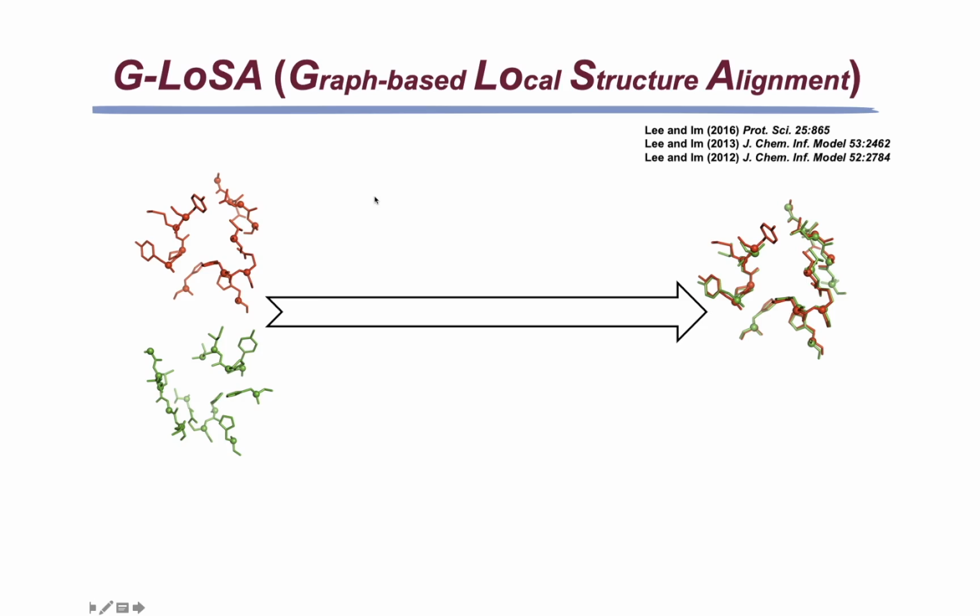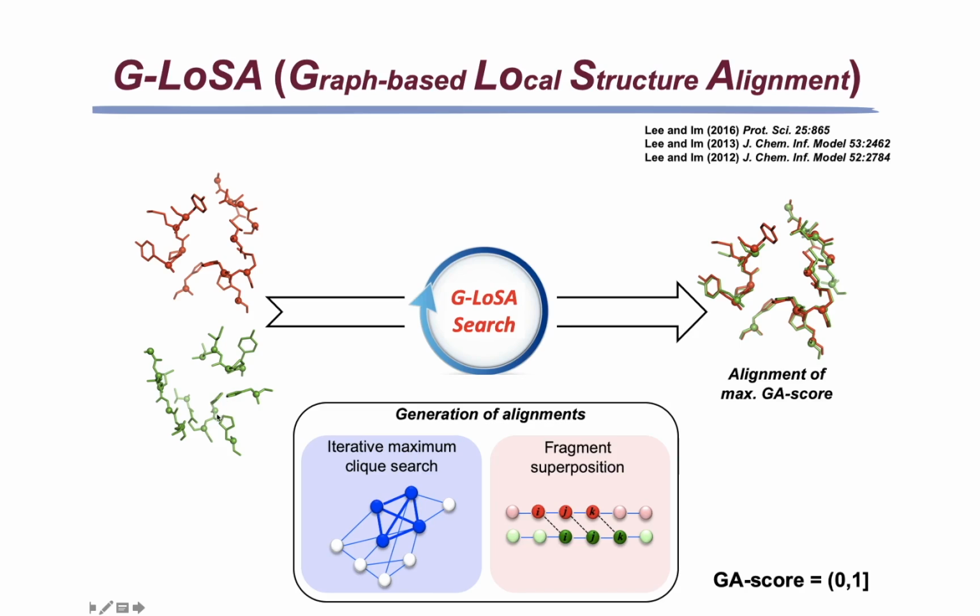Here, we have two local structures, one in orange and one in green. In this image, G-LOSA aligns the green structure to the orange structure using an iterative maximum clique searching algorithm. G-LOSA assigns a GA score for G-LOSA alignments, which ranges from 0 to 1, with 1 being perfect alignment.